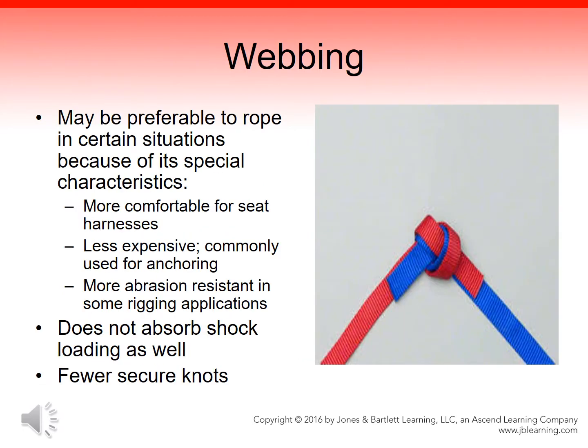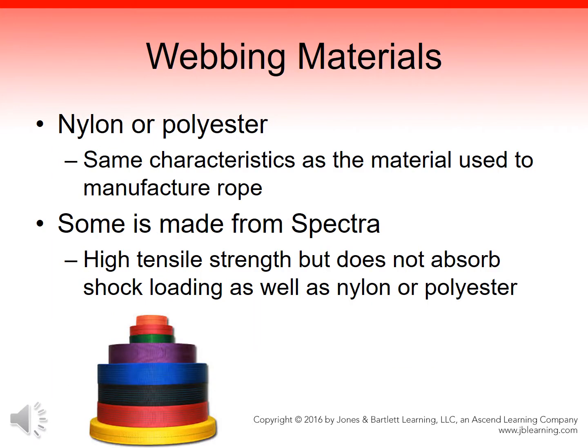Webbing may be preferable to rope in certain situations because of its special characteristics. It's more comfortable for seat harnesses, it's less expensive, commonly used for anchoring, and more abrasion resistant in some rigging applications. It does not absorb shock loading as well, and there are fewer secure knots. What is the most trusted knot with webbing? The water knot.